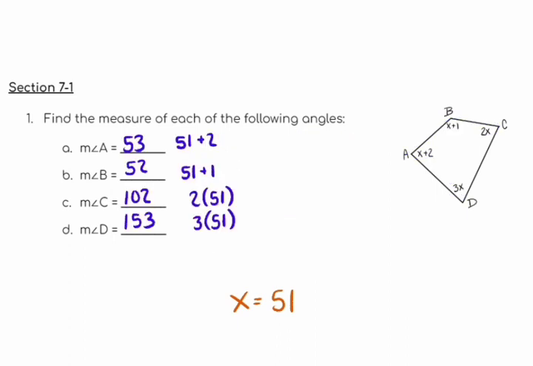Then we'll use that 51 and plug it back into the other equations. So A was x plus 2, so 51 plus 2. B was x plus 1, which is 51 plus 1. C was 2 times x, which is 2 times 51. And D was 3 times 51, which is 153.